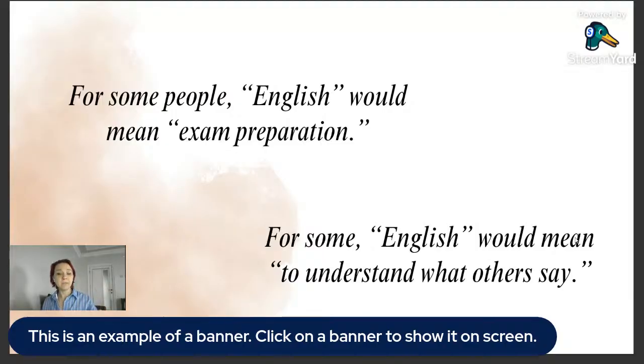Because for some people, English would mean exam preparation, right? When people think about English, they automatically think, I need to pass exams, so English for me is preparation for those exams. For some people, English would mean understanding what others say. Very often, people just want to understand what others are talking about. They want to watch movies and understand what people are discussing there. They want to listen to music and understand what the music is about. So, English for them would mean understanding others.